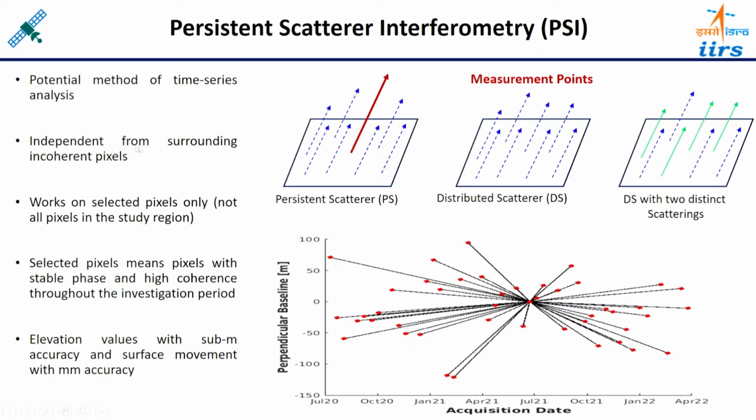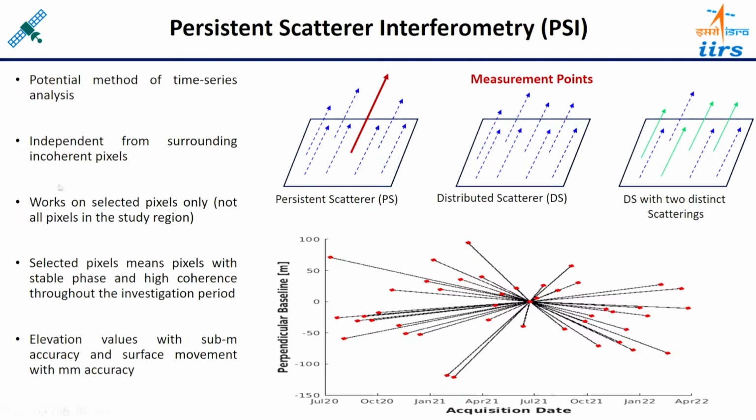So this technique is independent from the surrounding incoherent pixels. As I mentioned, this technique works on the coherent pixels, not on the incoherent pixels. Suppose in a particular area a few points are reflecting very strongly, so the coherence is very high. This technique works only on those pixels, and since those pixels are very strong with very high coherence, whatever output you get, the accuracy of that output is also very high. And this technique does not consider the other pixels, the adjacent pixels which are incoherent in nature, or the noisy pixels.